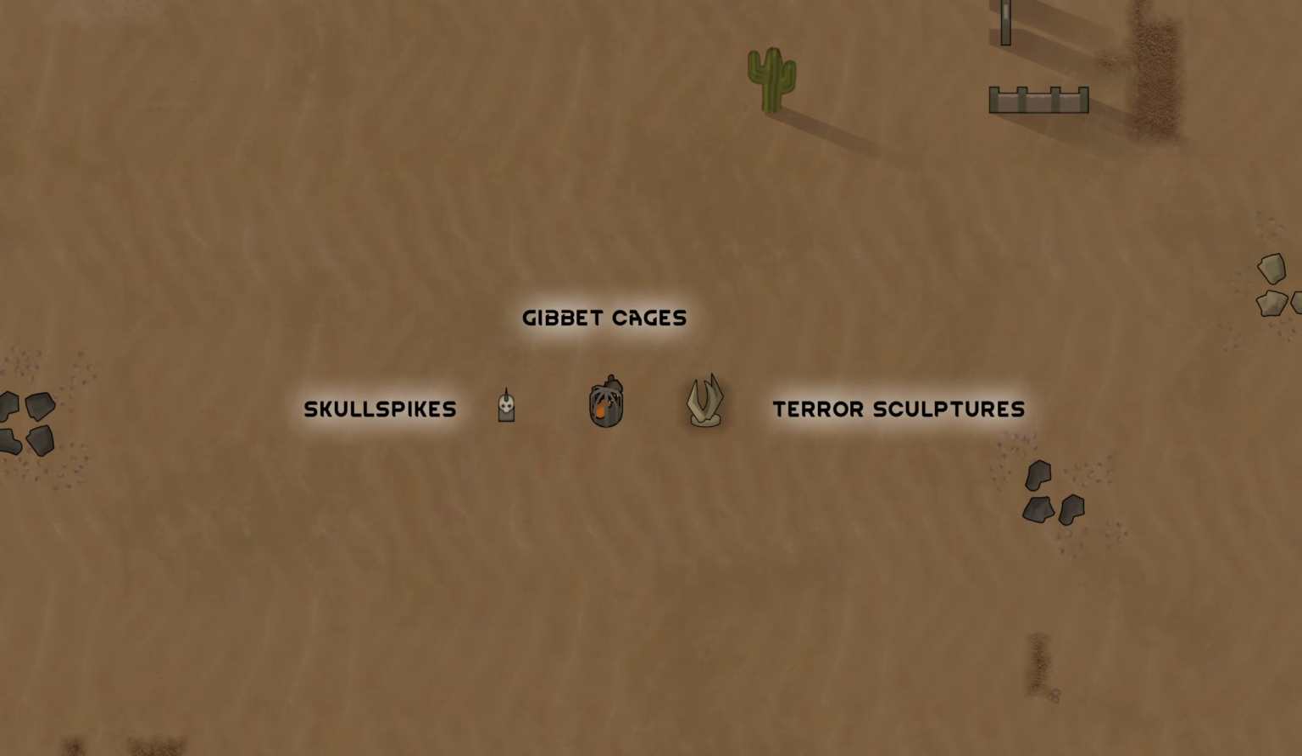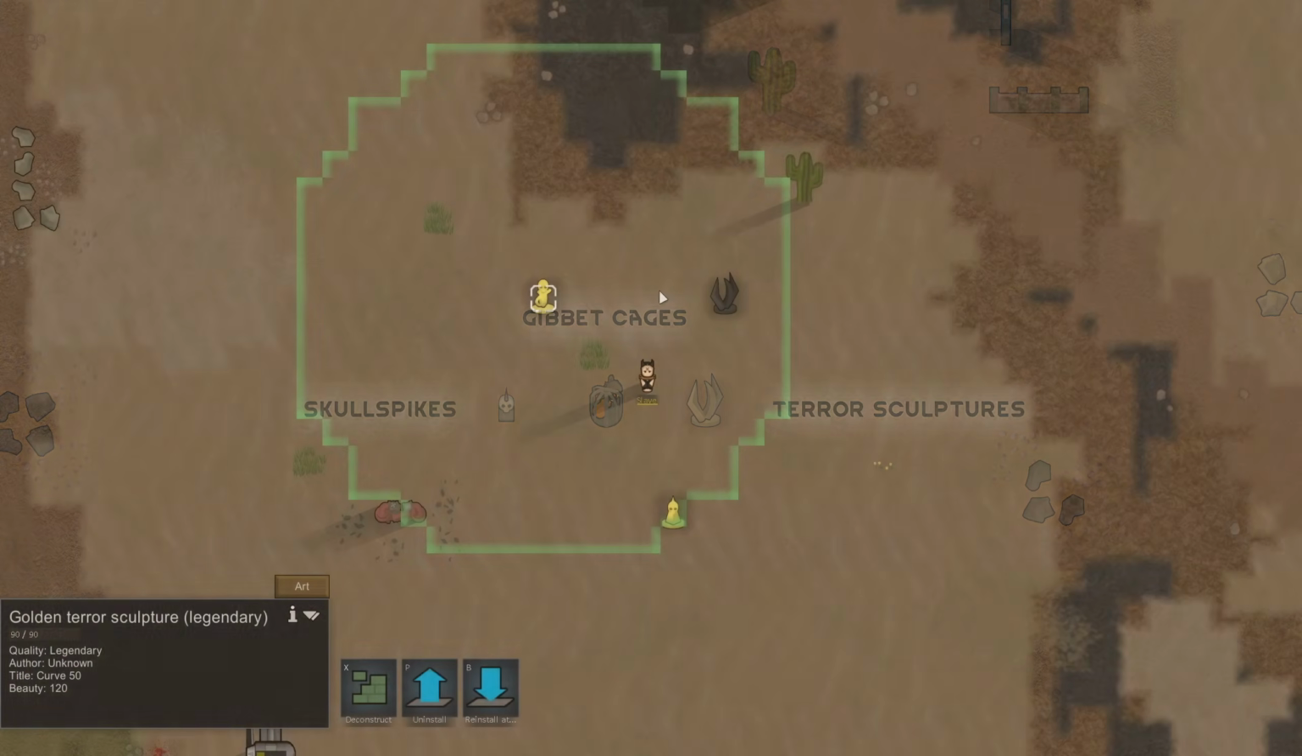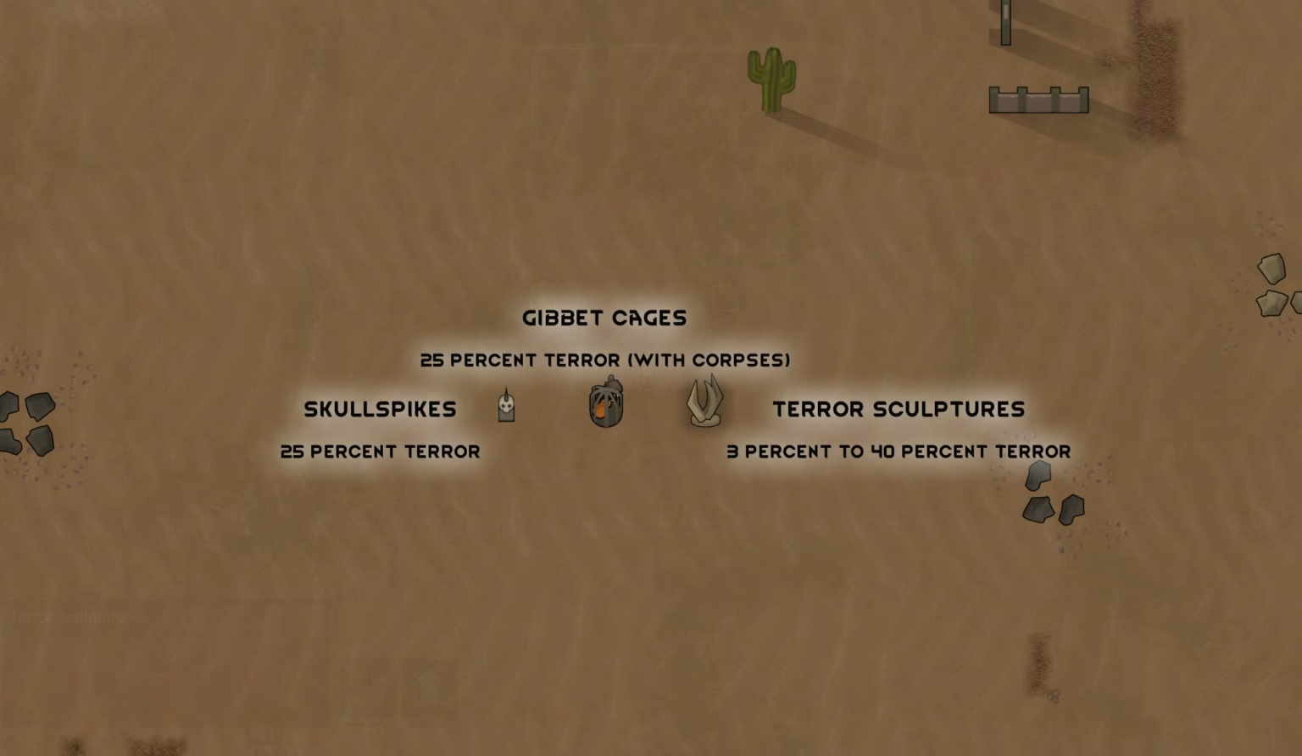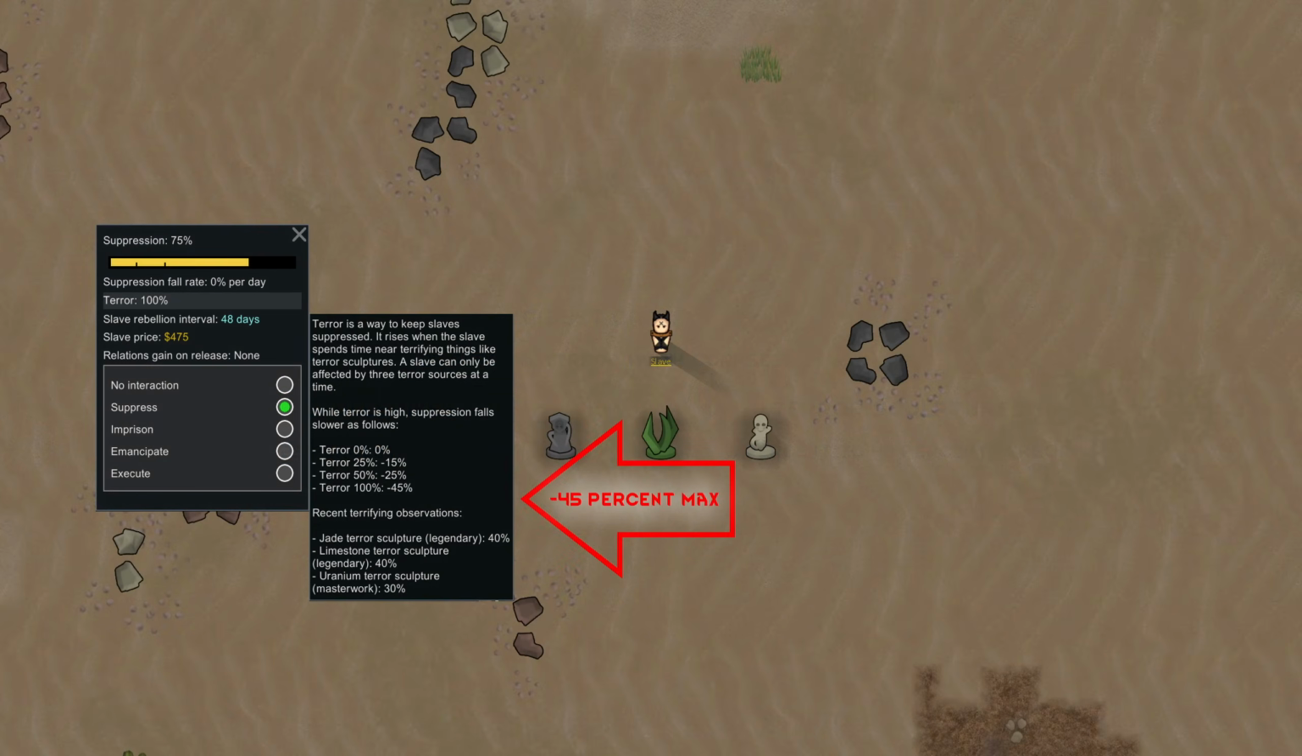Another way to prevent suppression loss is to subject your slaves to terror-inducing objects. A slave can be affected by up to 3 different terror objects at a time. Skull spikes and gibbet cages that have corpses in them can induce 25% terror. Terror sculptures, depending on their quality, can range from 3% terror for awful sculptures to up to 40% terror for legendary ones, and caps at a total of 100% terror. Even at 100% terror, it will only slow the suppression loss by 45%.